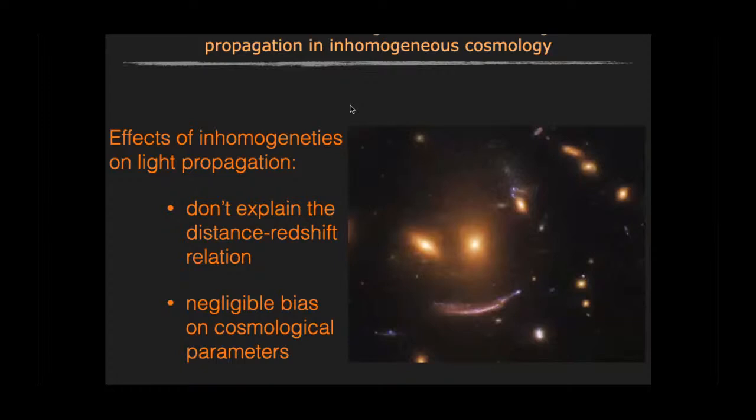As an application of the BeagleLight package, I will show you how it is possible to isolate nonlinearities in light propagation. Let's start by saying that the effects of inhomogeneities on light propagation were heavily studied in the past by many authors, to explain the observed accelerated expansion of the universe, and also to evaluate possible bias on cosmological parameters. The conclusions are that the effects of inhomogeneities on light propagation are too weak to explain the observed distance-redshift relation without invoking any dark energy, and also that the effects of inhomogeneities on cosmological parameters are much smaller than the experimental precision.